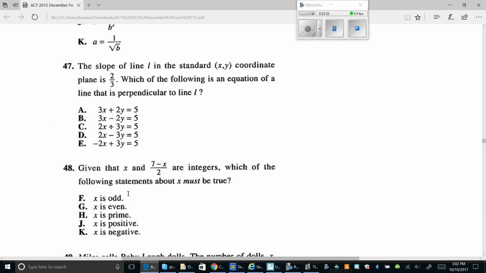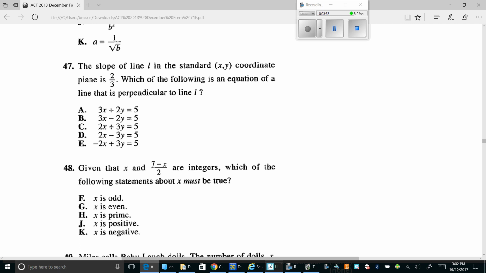All right, 47. The slope of the line L in the standard xy coordinate plane is 2/3. Which of the following is an equation of a line that is perpendicular to line L? If you remember, perpendicular lines have slopes that are opposite reciprocals. So I'm looking for a line that has a slope of -3/2. If this is 2/3, to be perpendicular to that, I'd need a slope of -3/2.